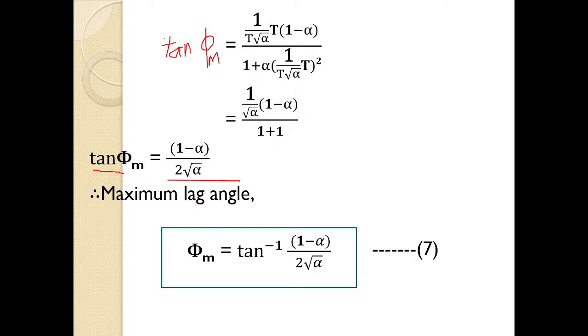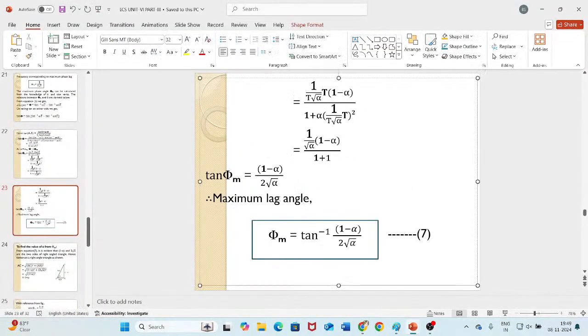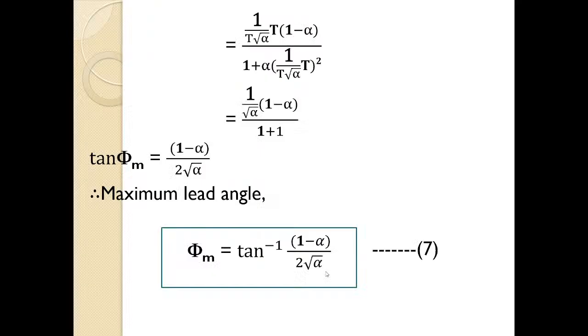So what is the maximum lead angle, not a lag angle, sorry. So maximum lead angle phi m is equal to tan inverse of 1 minus alpha by 2 root alpha. So this is the phi m formula. Just write it down. Are you able to follow? Is there any disturbance?